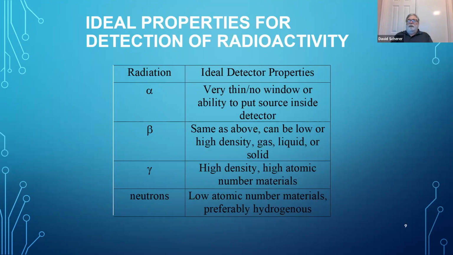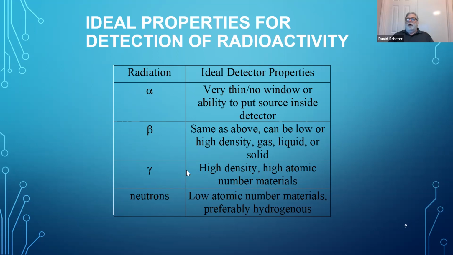So here are some ideal properties if we're trying to design radiation detectors. For alpha particles, we want to have a very thin or no window. That's because alpha particles have a very short range. So we're going to have a gas-filled volume or some sensitive volume. We don't want a very thick window that the alpha particles need to pass through to be detected. For beta particles, we need a relatively thin window, particularly for low energy betas. But for higher energy betas, it's not as big an issue.